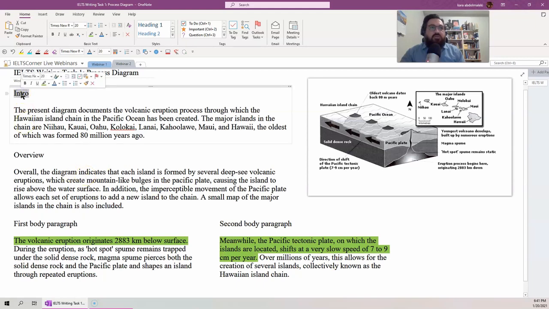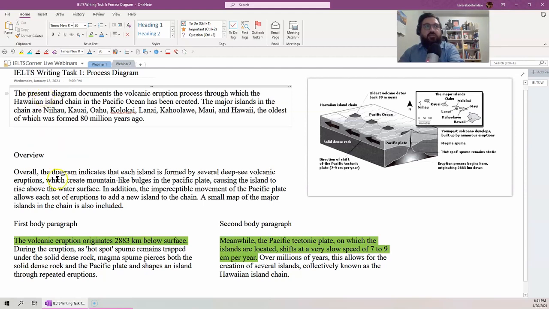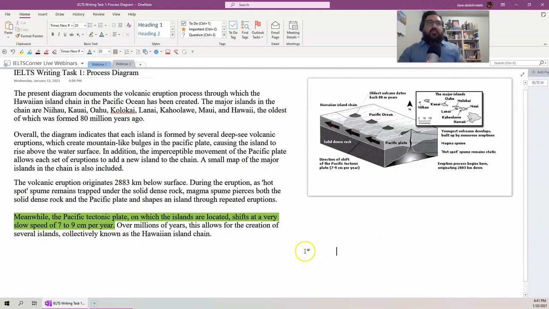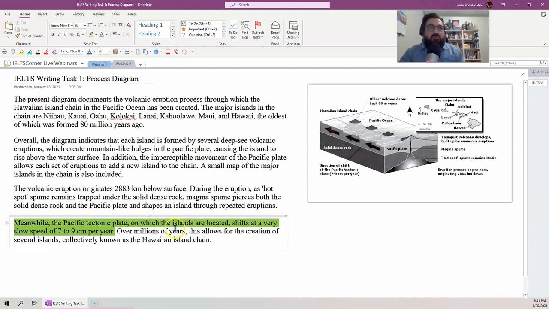So let's just remove these headings, and then I will ask you if you have any questions. Just give me 1 second to remove these. And I can tell you with certainty that that's like an at least band score 8.5 essay.